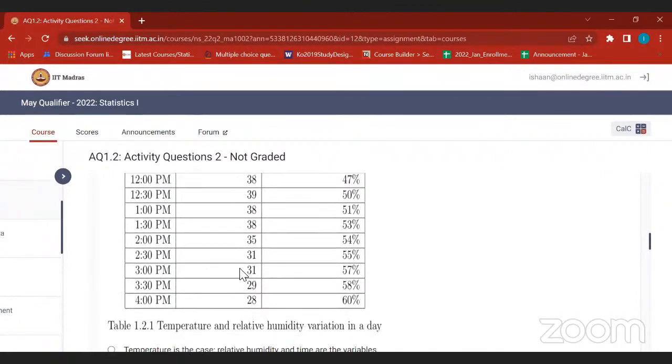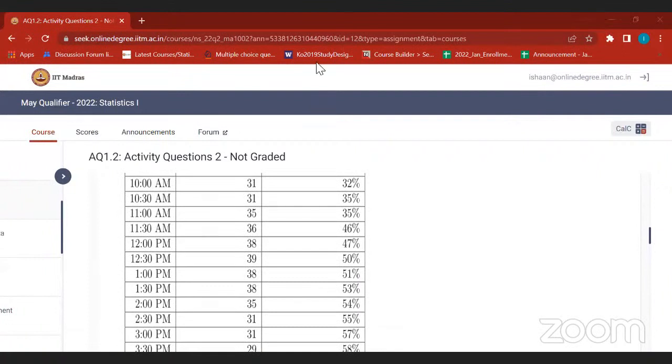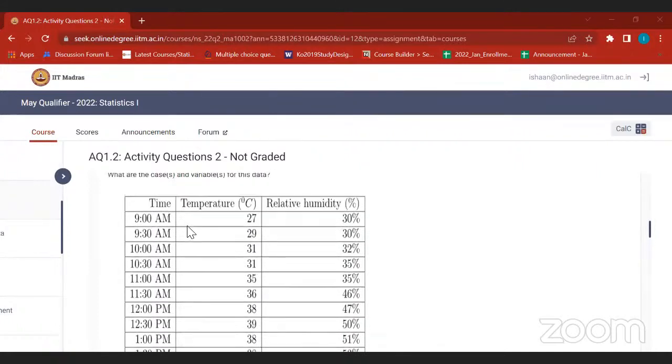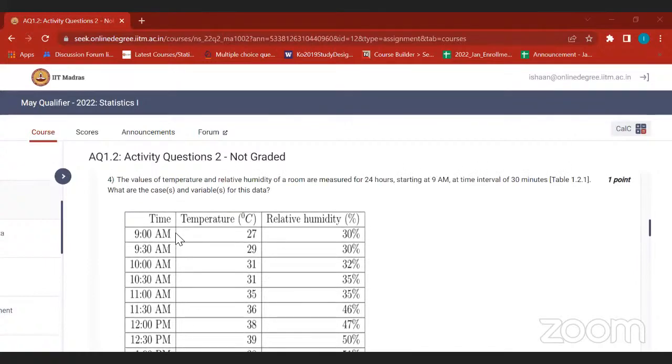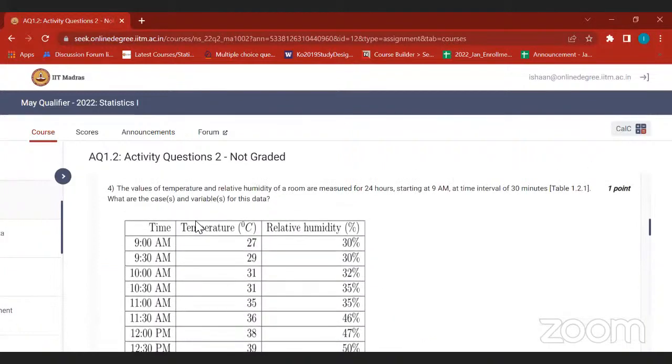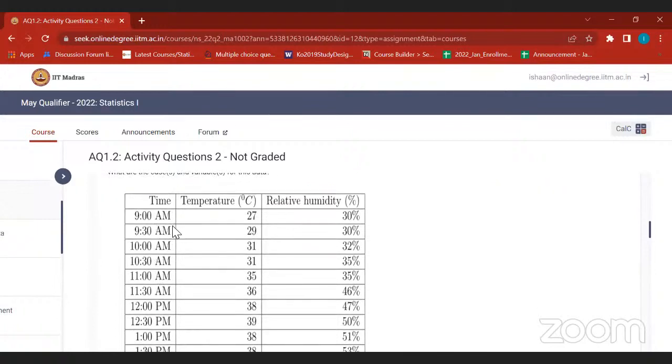Okay. Sir, as you said, time is a case now. Time is a variable, but 9, 9:30, 10:30, these are all cases. Sorry, apologies for asking this question again. Why is the third option not correct for this question? Time is a case? No, time is a variable. You previously said time is a case. The value of time keeps on varying, right? 9 a.m., 9:30, 10. So it's a variable. But each individual time, 9 a.m., 10 a.m., 11 a.m., 11:30 a.m., these are cases. Okay, because whenever I say 10:30 a.m., you know which row you have to check.